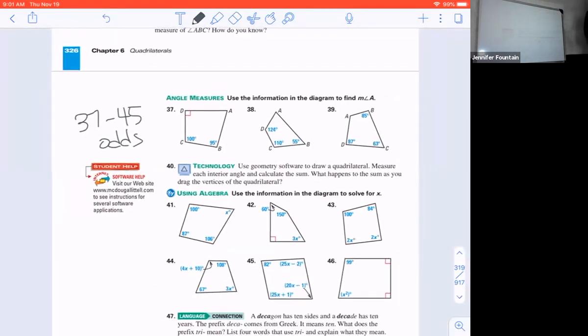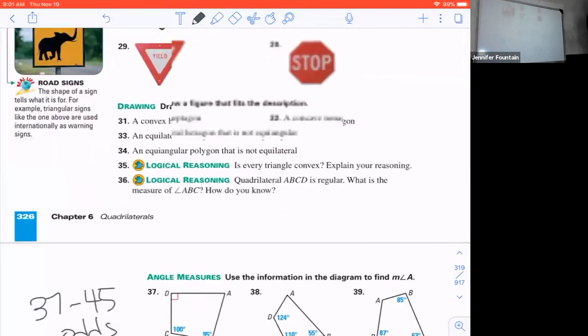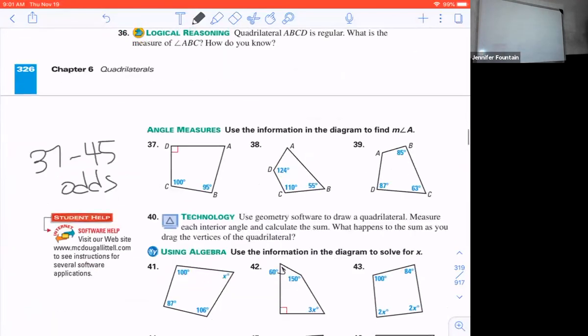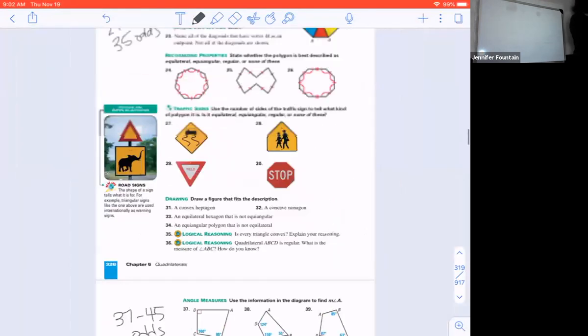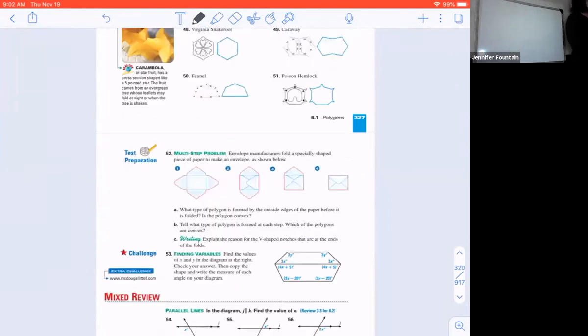Can you repeat page 327? So 326 is going to be 21 through 35 odds. And then 327 is 37 through 45 odds. So basically we've got 21 through 45 odds. What is a nonagon?